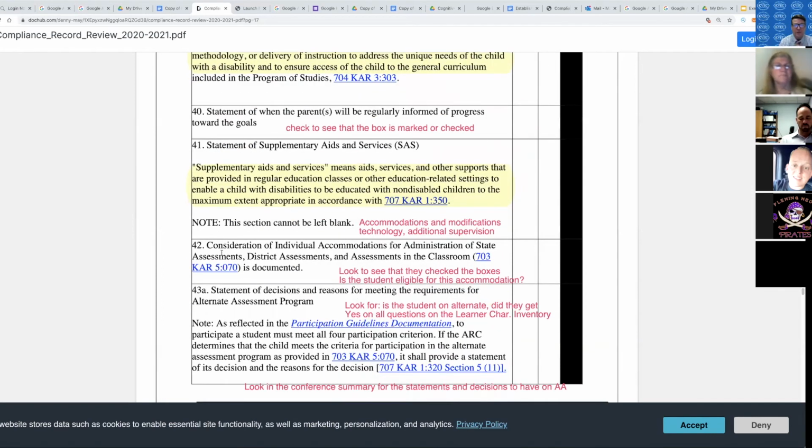So consideration of individual accommodations for administration of state assessments, district assessments, and assessments in the classroom is documented. We look to see that they check the boxes. We look to see that the student's eligible. We look to see that there's a current IEP. We look to see that these things are being provided consistently. Brenda, you want to speak about this?